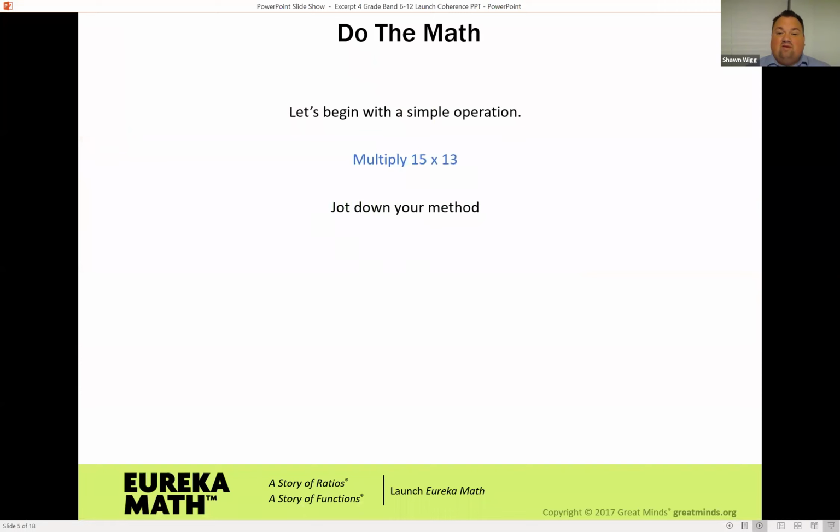So let's start with doing a little bit of basic math. What I'd like each of you to do in the room is to take the numbers 15 and 13 and multiply them together. You'll do it without consulting your neighbor. You can do it in the method of your choice, but make sure you jot down your entire work from start to finish of how you multiplied 15 and 13. So let's take 60 seconds, do the math, and jot it down.